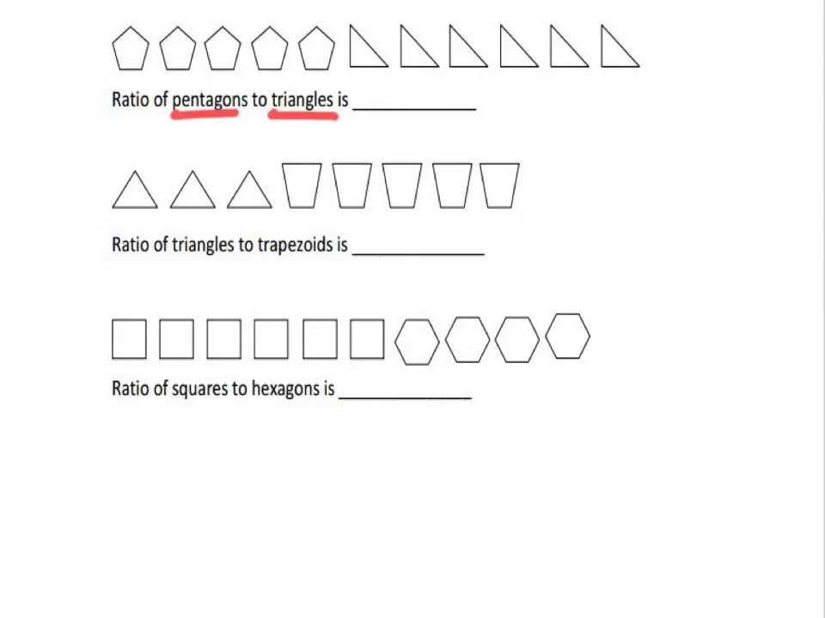So there's 5 pentagons. And there's 1, 2, 3, 4, 5, 6 triangles. So the ratio can be written as 5 is to 6, like that. Okay, you could also write it as 5 over 6 or 5 to 6. Okay, but I'm going to stick to this way here that I have written on the space.